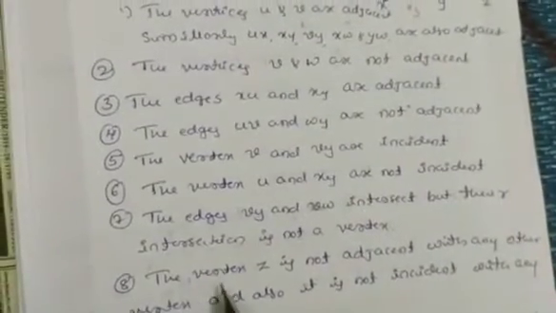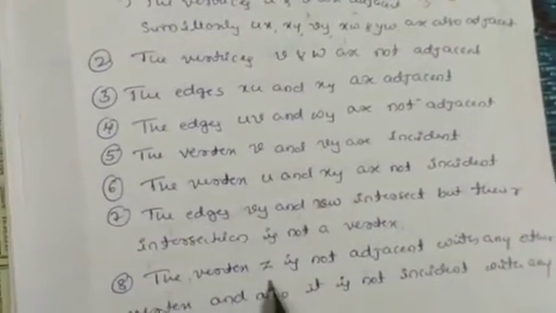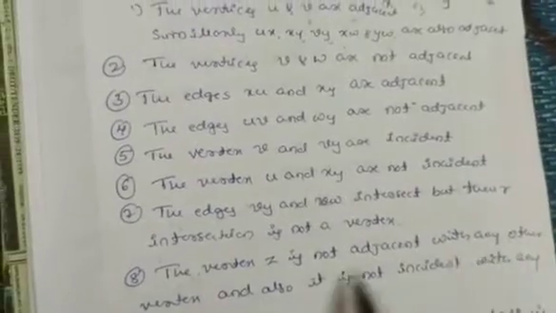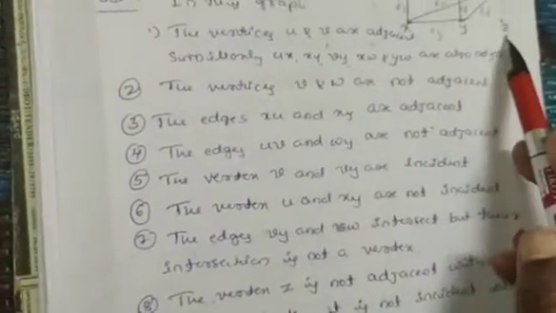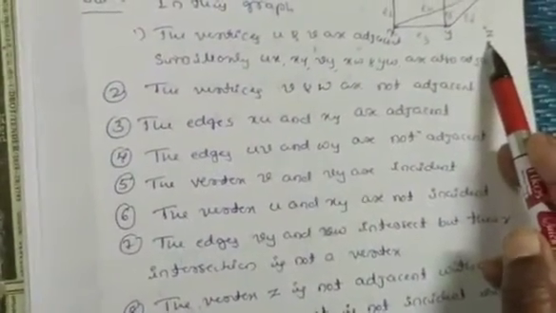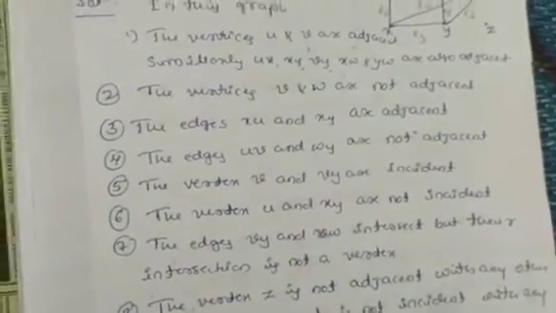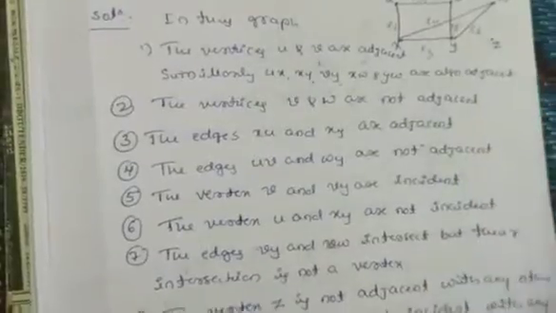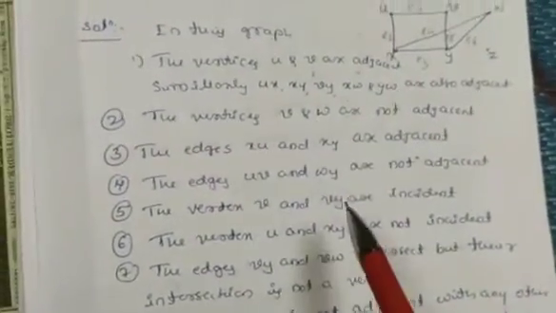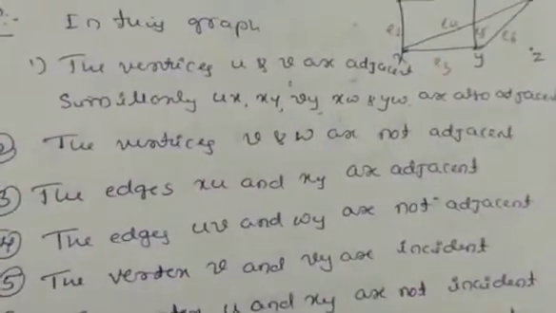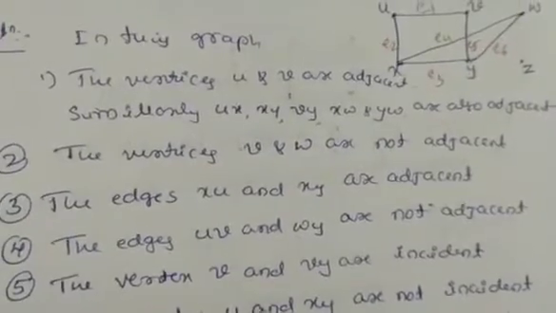The vertex z is not adjacent with any other vertex, because we don't have any edge for this vertex, and it is not incident with any edge. Incident means joining to this one here. So these are some of the definitions which we studied in the previous section.